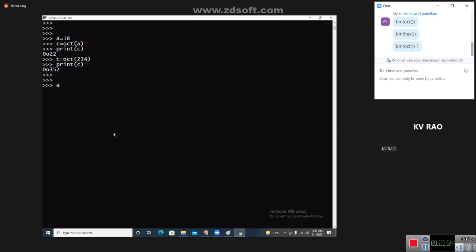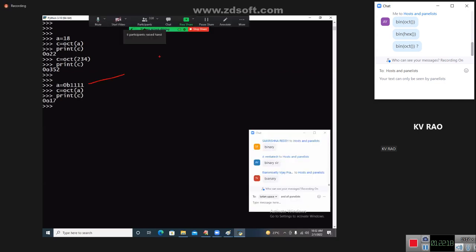See, my dear students, A is equal to 0B111. Binary data converted into octal. OCT of A. Print C. See how easy it is. 17. Sir, how do you convert it? This is called 15, no? Decimal. But I'm telling you for easy calculation: 15 converted into octal.